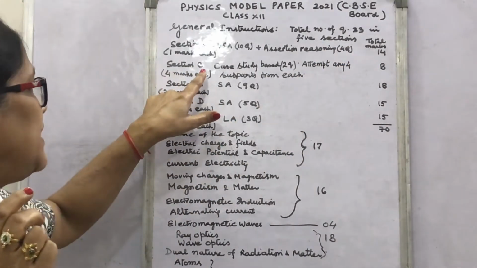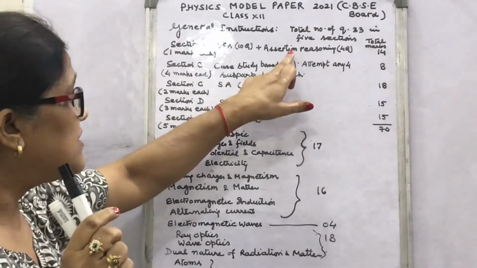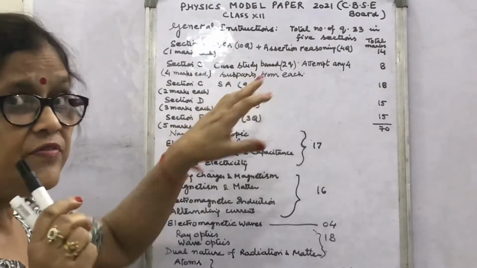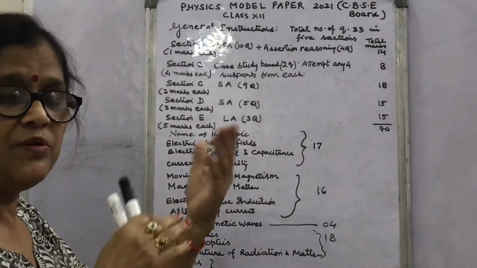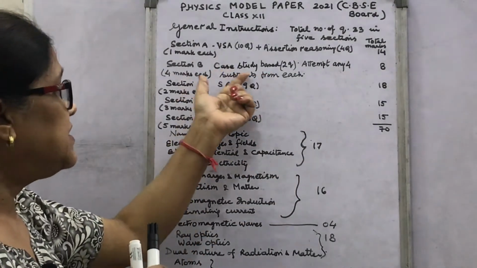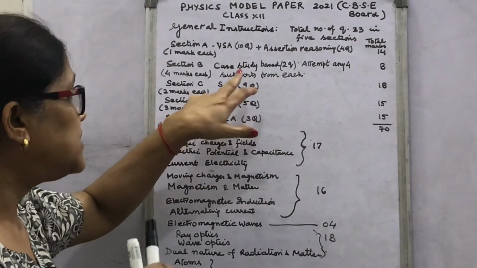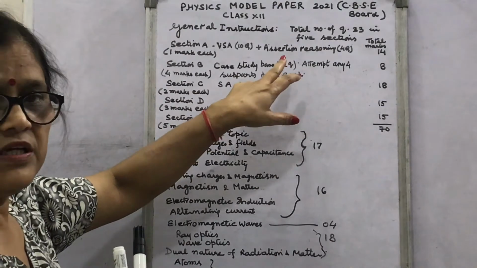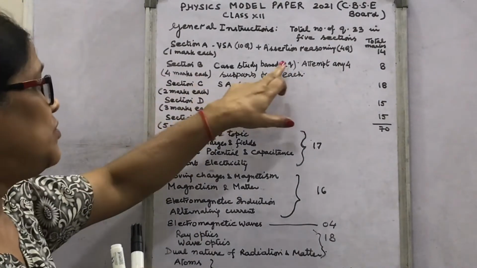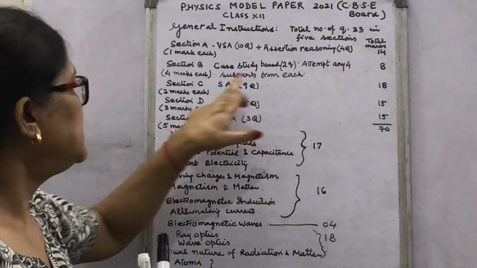Similarly, in section B, case study based questions. Look, this assertion reasoning question and case study based question are different as compared to the previous year's paper. But case study questions, 2 questions, attempt any 4 subparts from each question. Each subpart carries 1 mark, so 4 marks each, 2 questions, total marks 8. This is section B.